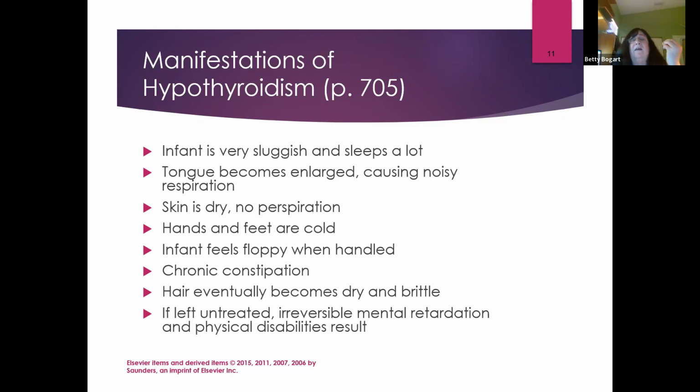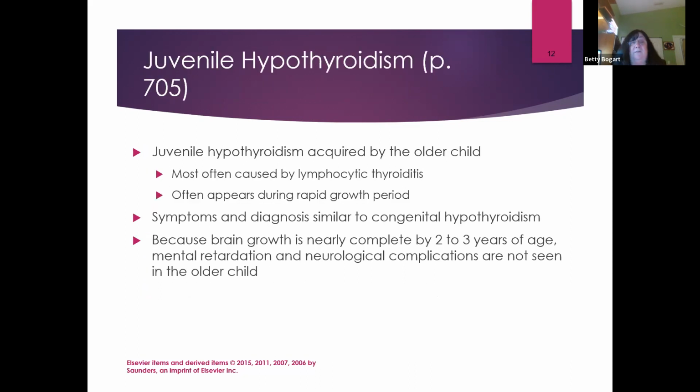And as I said, when you're talking about infants and you're talking about hypothyroidism, the biggest concern of all is cognitive delays. And if we don't treat that, they're going to have irreversible mental retardation and physical disabilities because we didn't treat this as soon as we could have. Now, juvenile hypothyroidism is something that we call actually Hashimoto's. It's an autoimmune type of thyroiditis.